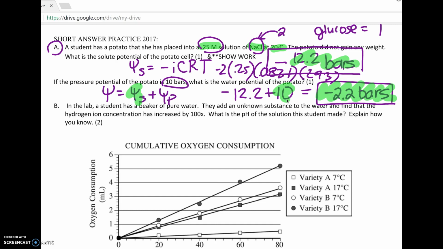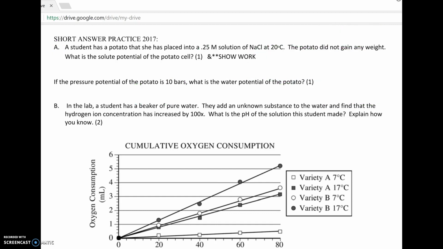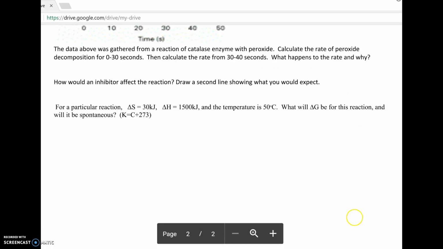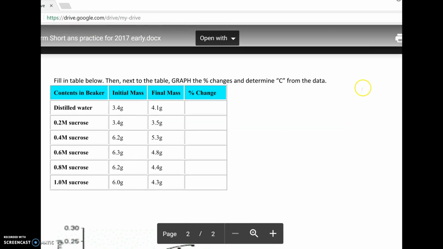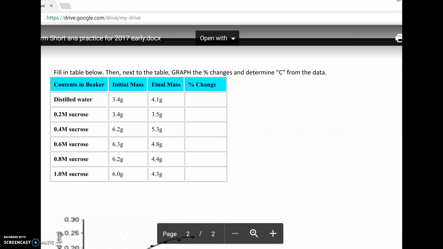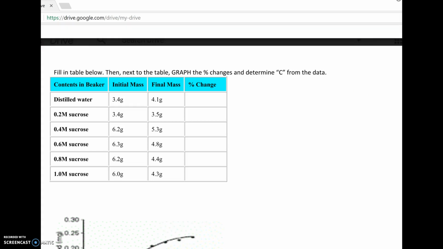Okay. So then the next thing is this. This goes along with it. So if you go to here, it's not going to be 6 of them. It's just going to be 3. I'm going to give you a table with 3 beakers, supposedly, of solutions, and I'm going to ask you to calculate the percent change. You will not have to graph it. So even though on the review sheet it says graph it and determine C, you won't have to do that.